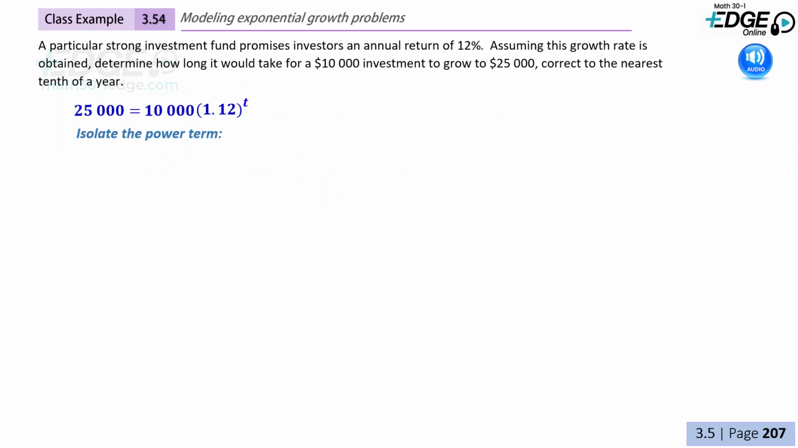All right, so now we just need to solve for the amount of time for our $10,000 investment to grow to $25,000. So we're going to be using logarithms to solve for this. First step, we're going to want to isolate the power term. So divide both sides by 10,000.